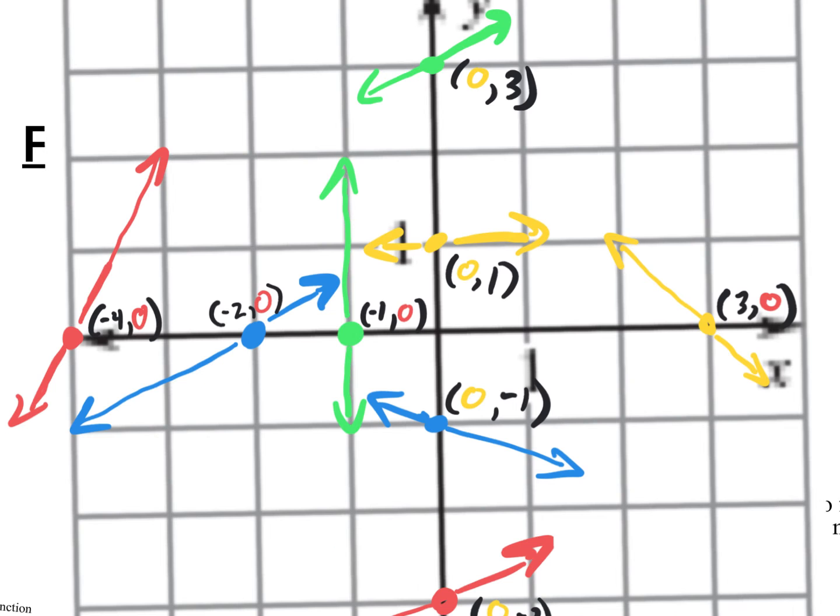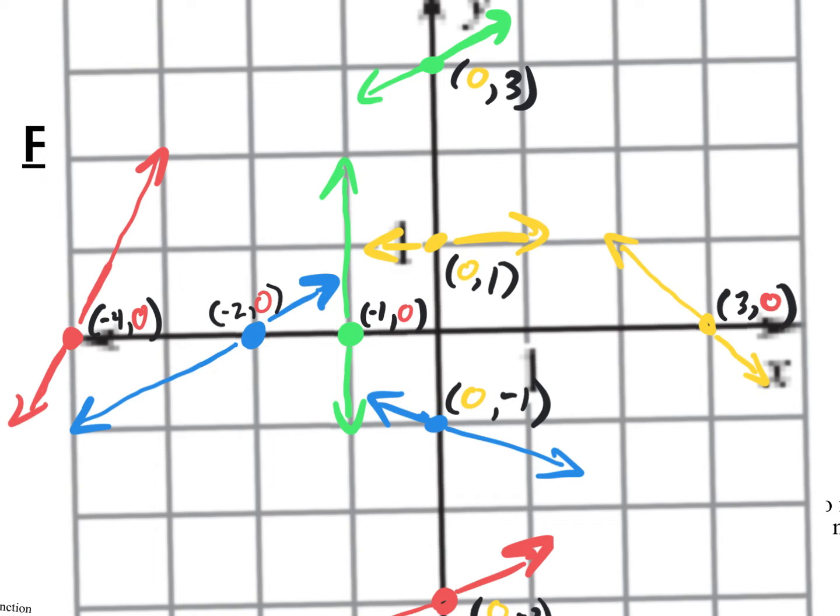If we take a look at this graph and we look at the x-axis, this line crosses right there, this blue line crosses right there, this green line crosses right there, this yellow line crosses right there. What do we know about all of these x-intercept coordinates? They all have the y value of 0. Red 0, red 0, red 0, right?